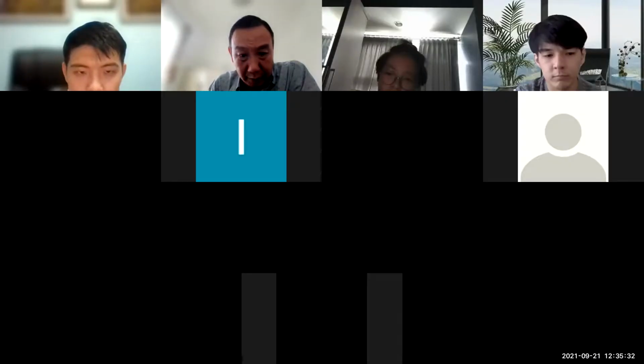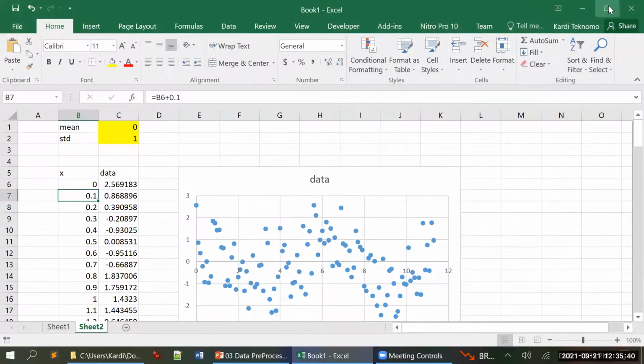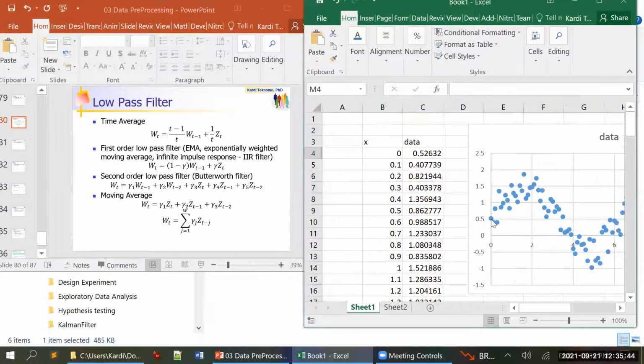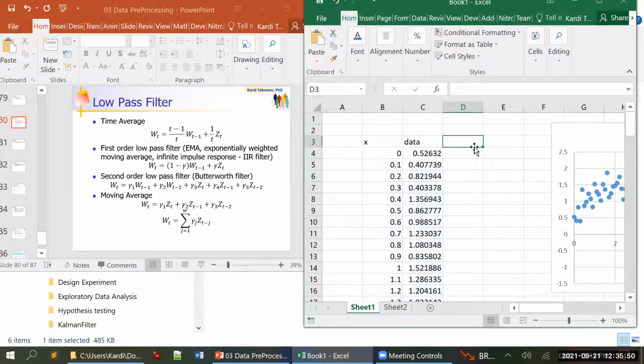I will share my screen. Okay, this is my slide. I will put this aside here, and this is my data. I'll come back to this data. Now this is the filter data.